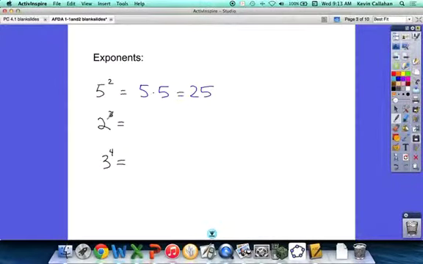What does it mean if the exponent is a 3? That means we're going to multiply it times itself 3 times. Which is 8. And then how about if it's raised to the 4th? 4 times, right? That's what the exponents or the powers do. So 3 times 3 times 3 times 3.